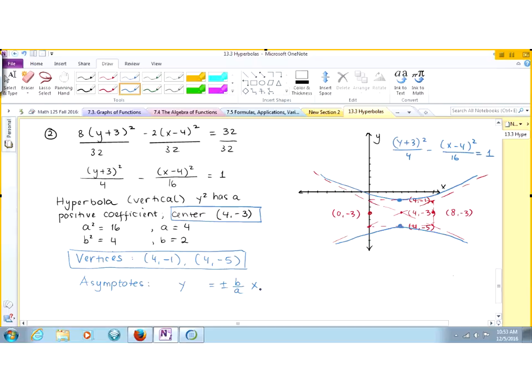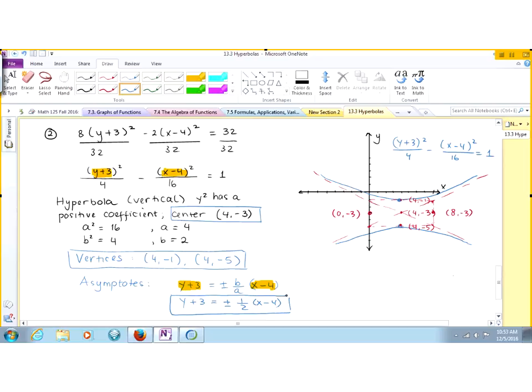But this is translated, isn't it? Is it shifted? Yes, the center is not (0, 0), so it's not y and x. This will be y + 3 and x − 4. So this is your y + 3, so we copy it here, and x − 4 is here. So it's shifted. And what is b over a? b over a is 2 over 4, right? 2 over 4 is 1/2, yes. That's it. So y + 3 = ±(1/2)(x − 4).